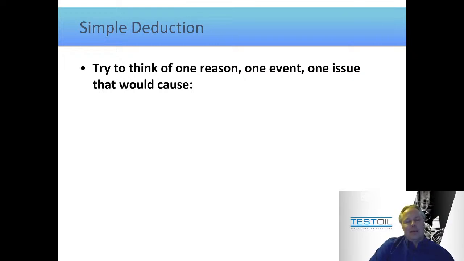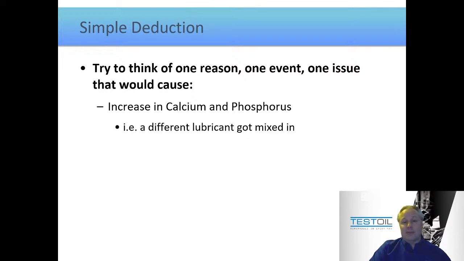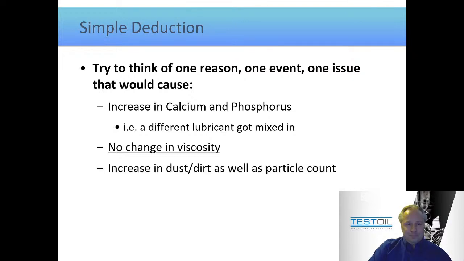I've tried to give some prompts along the way, and there's reasons I mentioned some of the testing just before we get into this. You have to think, what would cause all those events, calcium, phosphorus, dust, dirt, particle count, what would cause all those to appear, and of course lead to a failure? Just to reiterate, calcium and phosphorus probably means a different lubricant got in there, but with no change in viscosity. Remember that. That's the key.